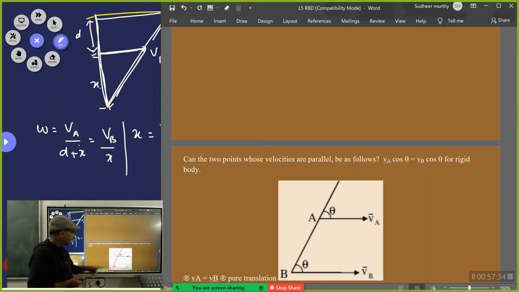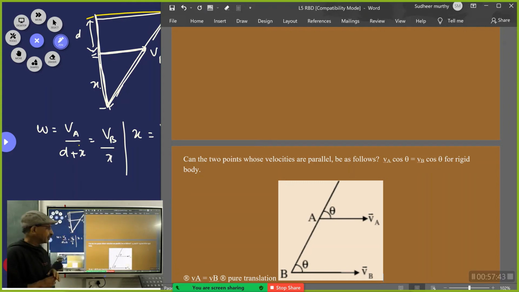What I asked: in a rigid body, can this be a possibility? I didn't say anything about motion, only that it is a rigid body. VA bar and VB bar means it is motion. But can this condition be there: VA cos theta is equal to VB cos theta? Because VA will be omega R, sir, and VB will be omega R. See, the very basic concept of a rigid body: the distance between two points will not change.